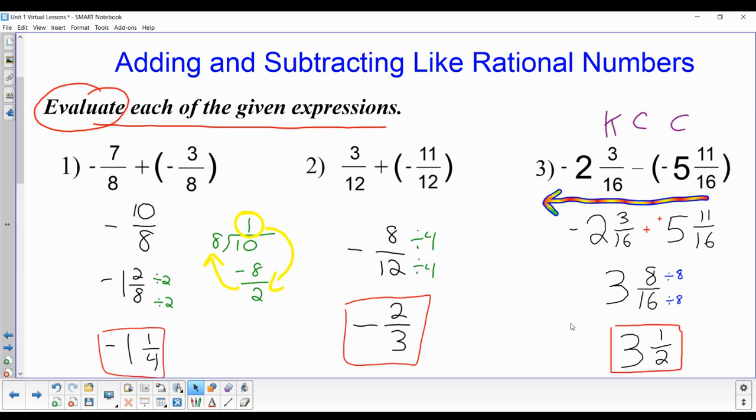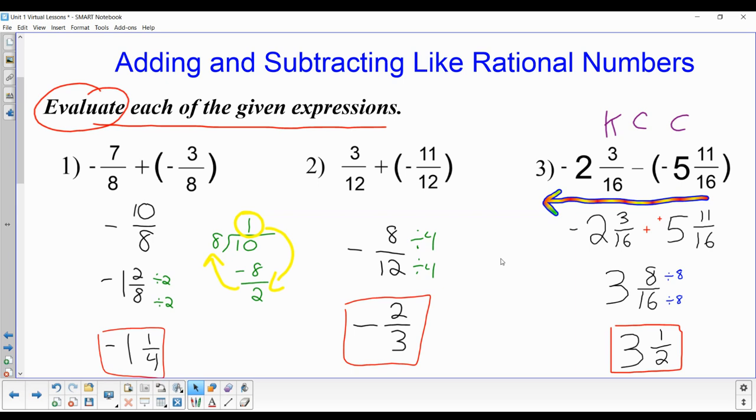Things I need you to remember when adding and subtracting like rational numbers, or like fractions, if you want, as long as you realize we have positive and negative numbers. When adding and subtracting them, if there are negatives involved, you always want to have a plus sign. Number 1 and 2 were fine. They already had a plus sign. Problem number 3 did not have a plus sign, and that's why we did the keep, change, so that we had a plus sign. Because once you have an addition sign, the rules are much simpler.